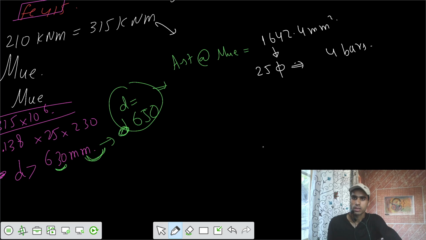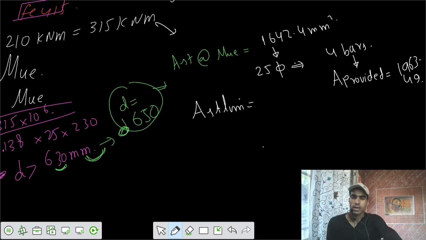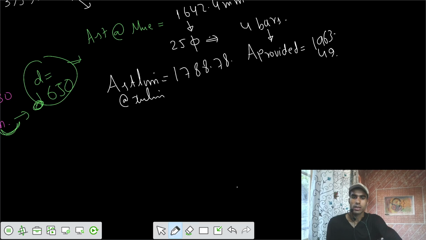You need 4 number of bars. Because of the 4 bars of diameter 25, your area provided was equal to 1963.49. But when you solve AST limiting for the same case at the rate of XU limiting, you would get a value of AST limiting coming to be 1788.78. That means in this case it has not ensured an under reinforced section.